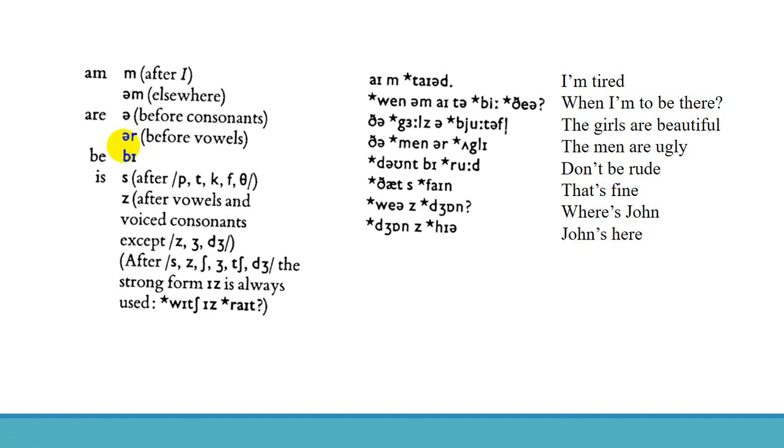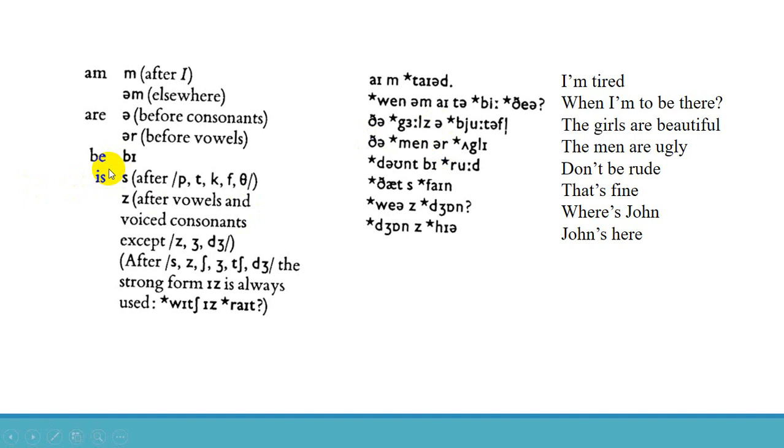Why? And because sometimes we have unaccepted vowel sequence. For example, the men are ugly. طبعا هاي بها عنصرية. The men are ugly. شوفوا, the men are ugly. We use the sound ra. The girls are beautiful. The men are ugly. Have you noticed the difference? Yes. Okay, so we are going to B, which is an auxiliary.